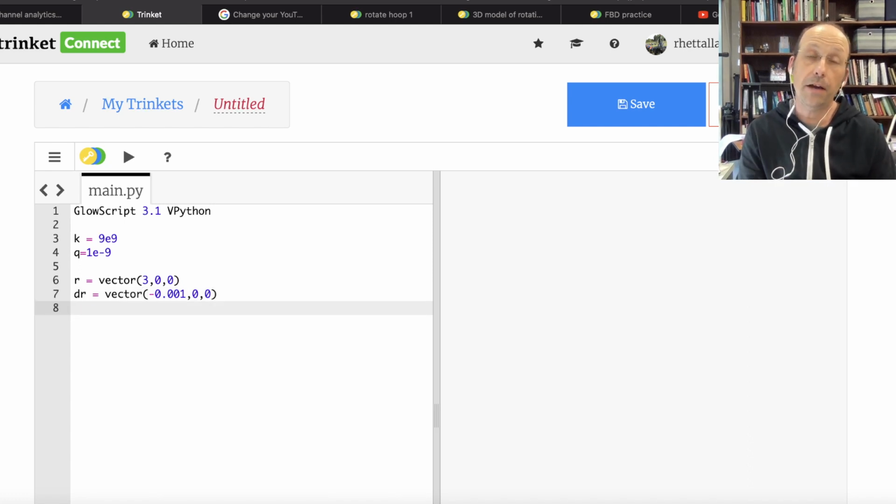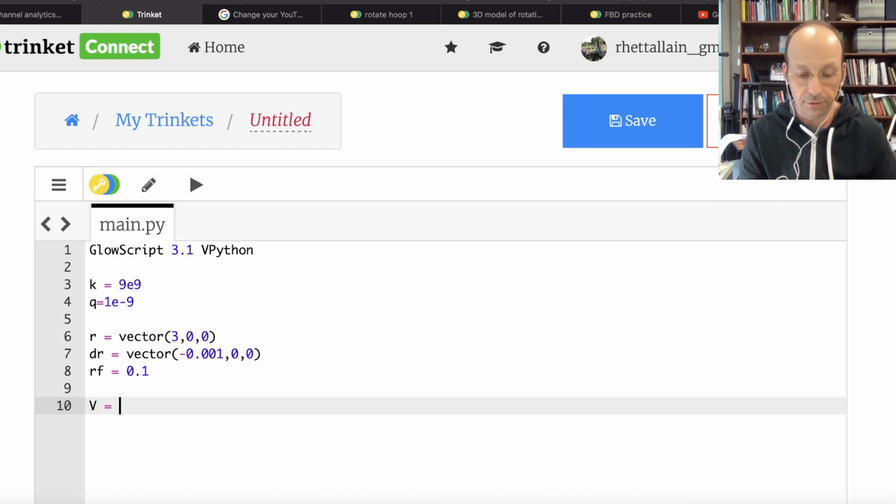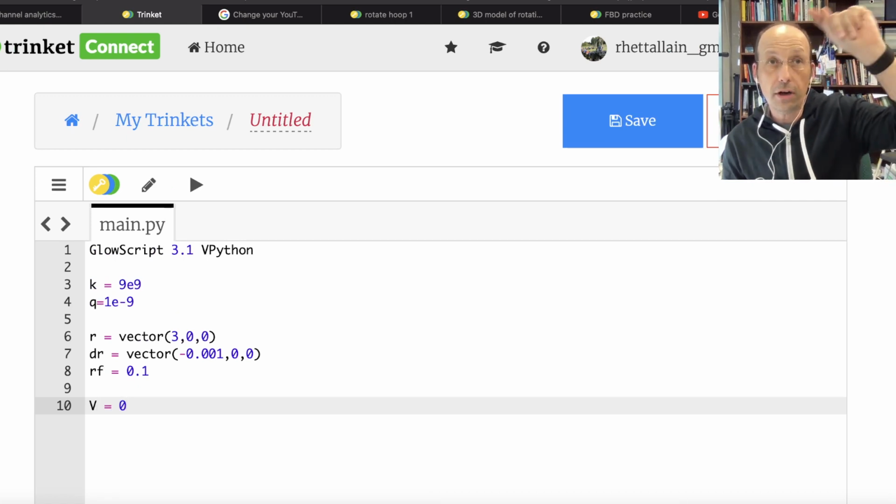Okay, now I need my final location. I'll call this RF. And this is just the x value, right? So this is the distance, 0.1. And then I need my potential, V. V equals 0. So I'm going to start at V equals 0.